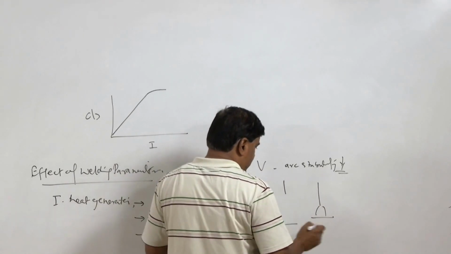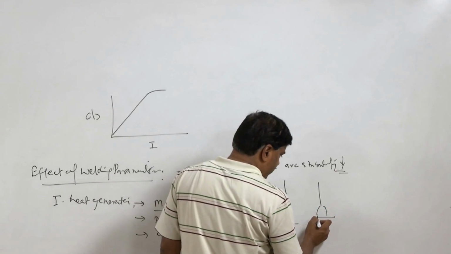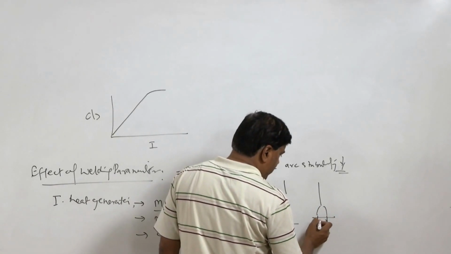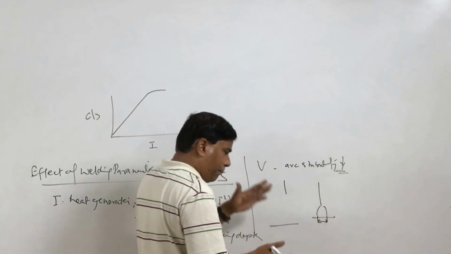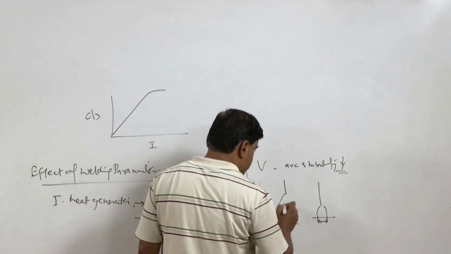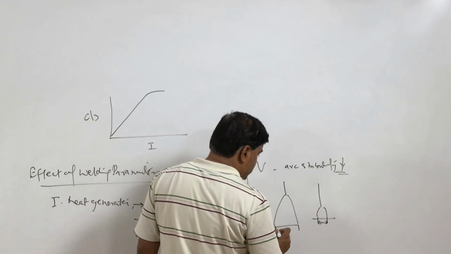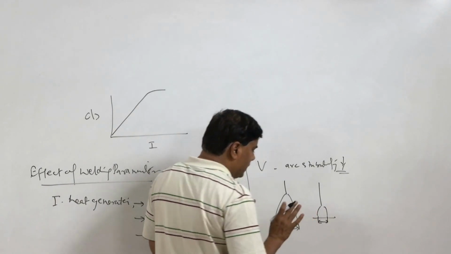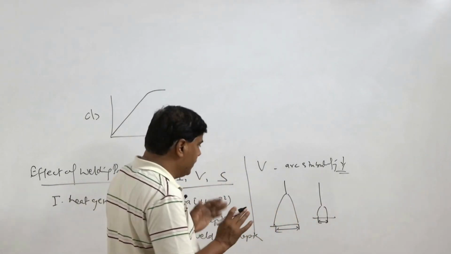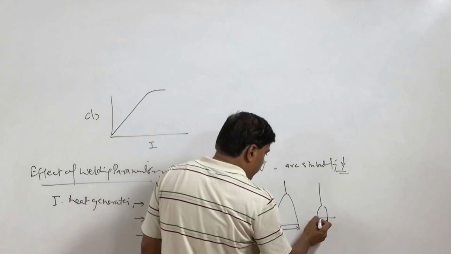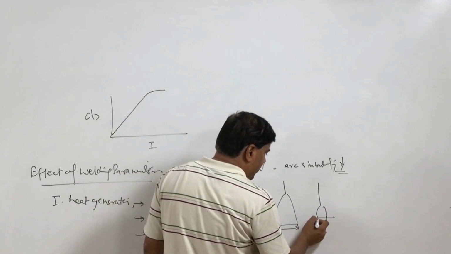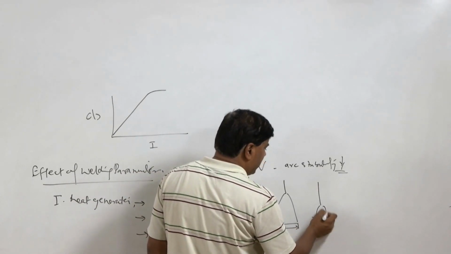In this case the area over which heat is applied is very limited as compared to the case when the gap is increased. When the gap is increased, the area over which heat is distributed is much larger. So, it directly affects two aspects, one is the width of the weld and another is the depth of the weld.